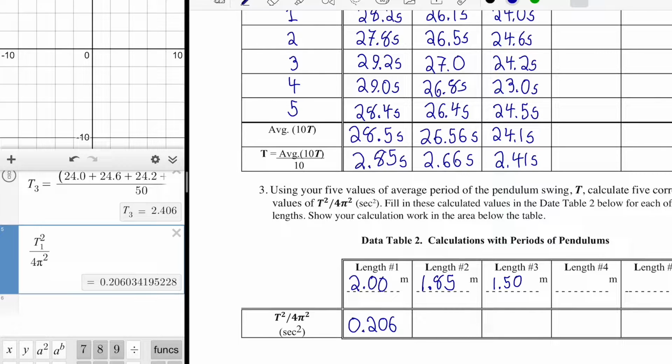0.206. Okay, what are the units? Well, the period was in seconds. Everything in the denominator are just constants. These don't have dimensions, which is to say they don't have units. So since we're just squaring time, it's just seconds squared. All right, so there we have it.